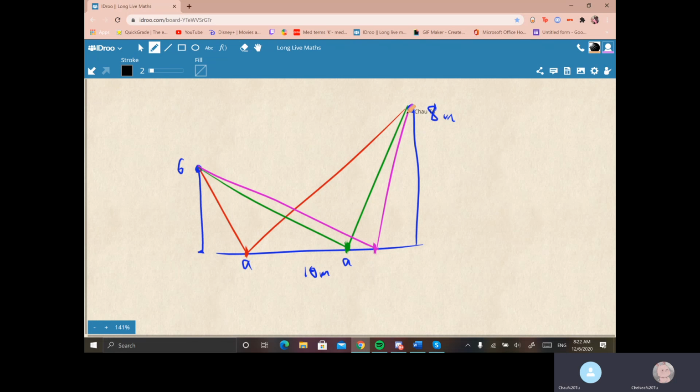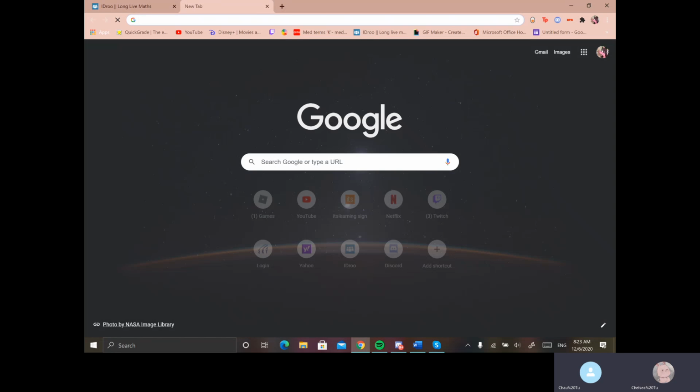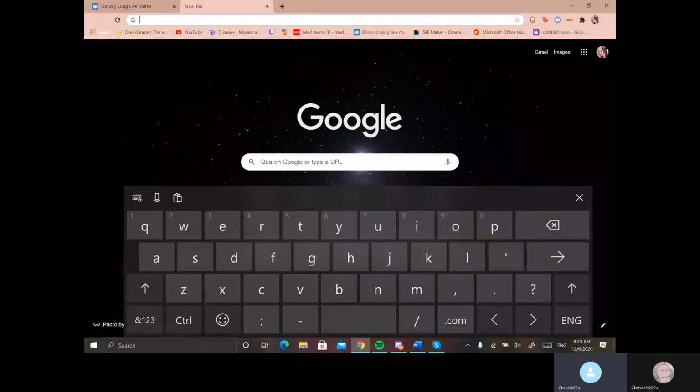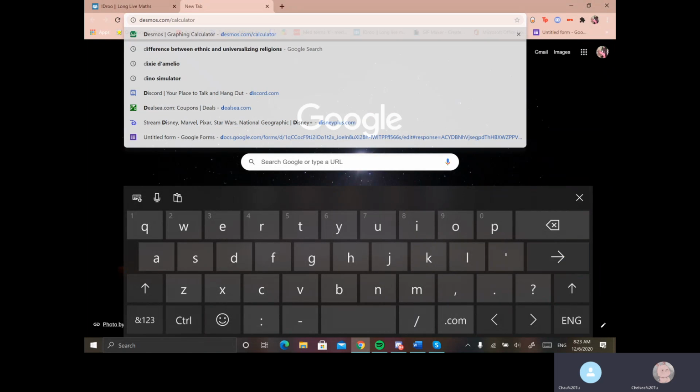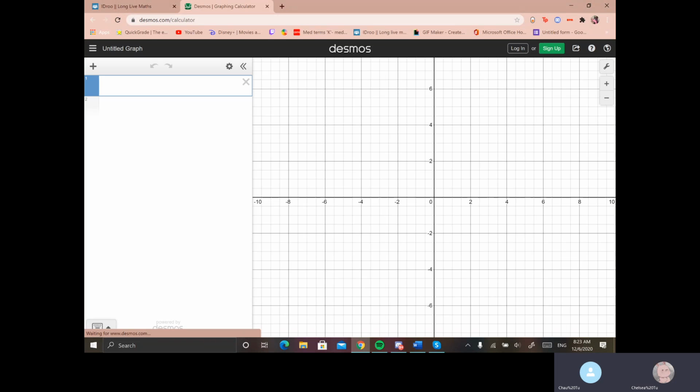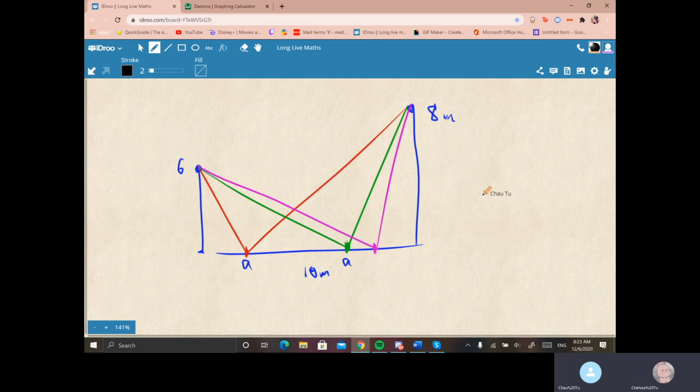Chelsea? So how would you set this up in Desmos? How would you simulate it? Load up Desmos. How would you set it up so that I can slide A back and forth between 0 and 10, because the two poles are 10 meters apart? And then as we do it, we can work out the length of the rope. So do it like this, Chelsea.